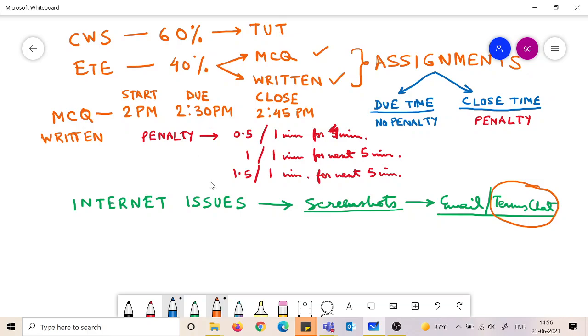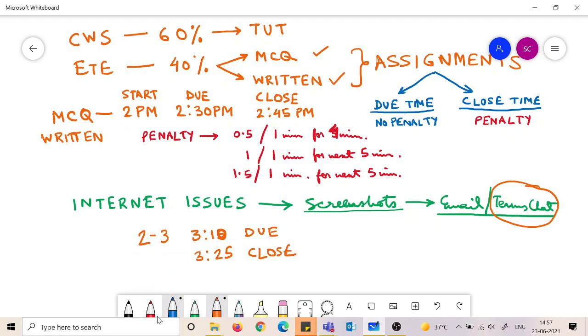I will explain with figures maybe. Suppose we start the written test at 2 p.m., and suppose it is 1 hour duration. So 2 to 3 is the time for you to solve the paper. I will make the due time in this case 3:15 or 3:10, something like that. So you will scan and upload by 3:10, and this is the due time, and the close time will then be 3:25. Some 15 minutes additional I will give for close.